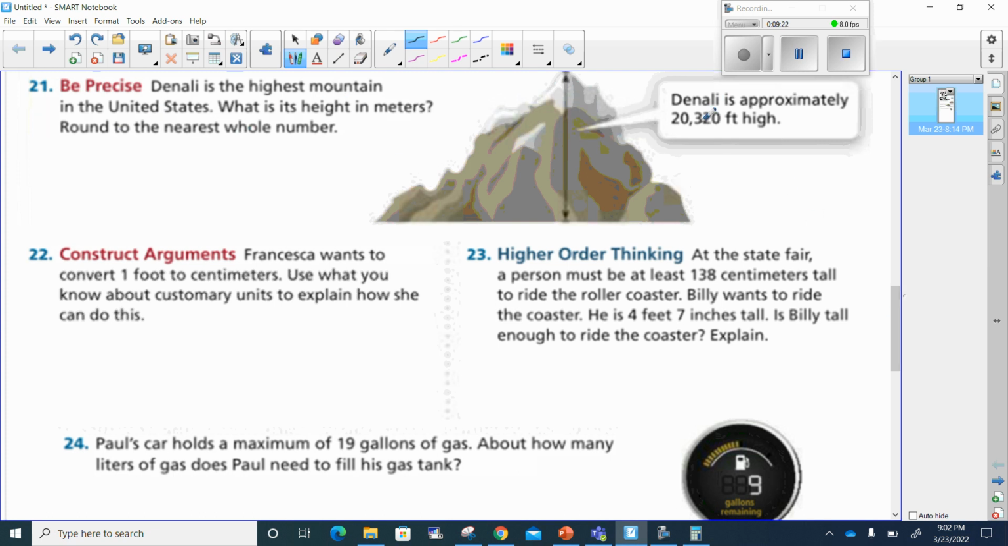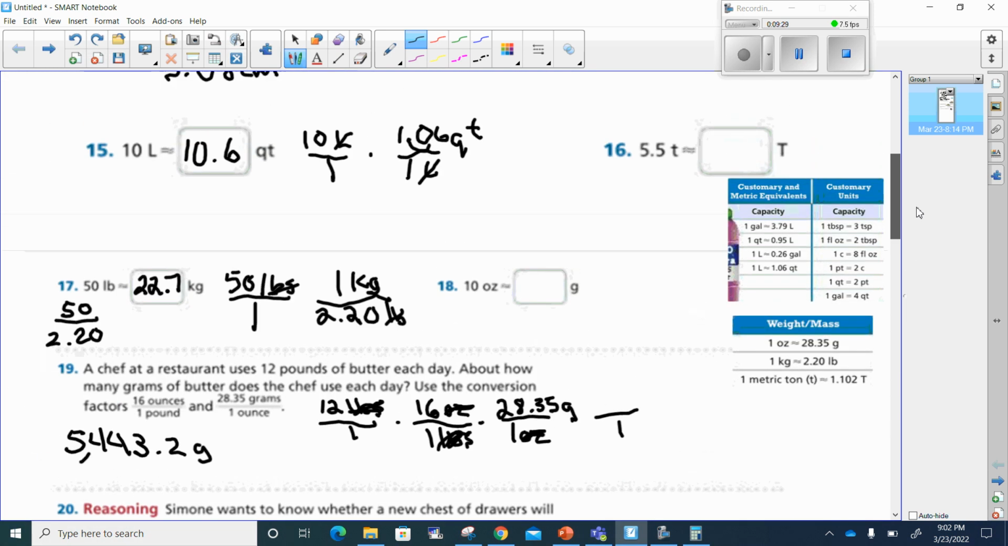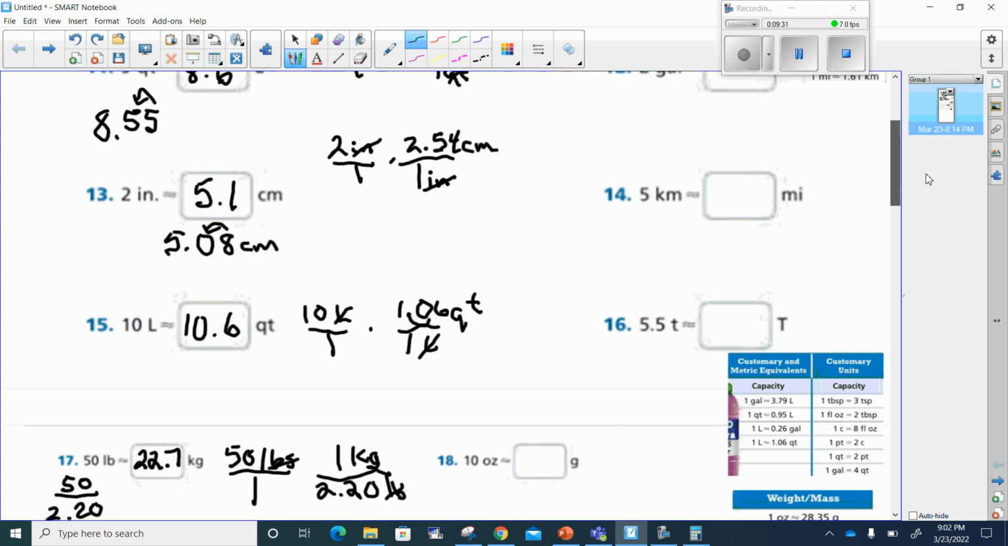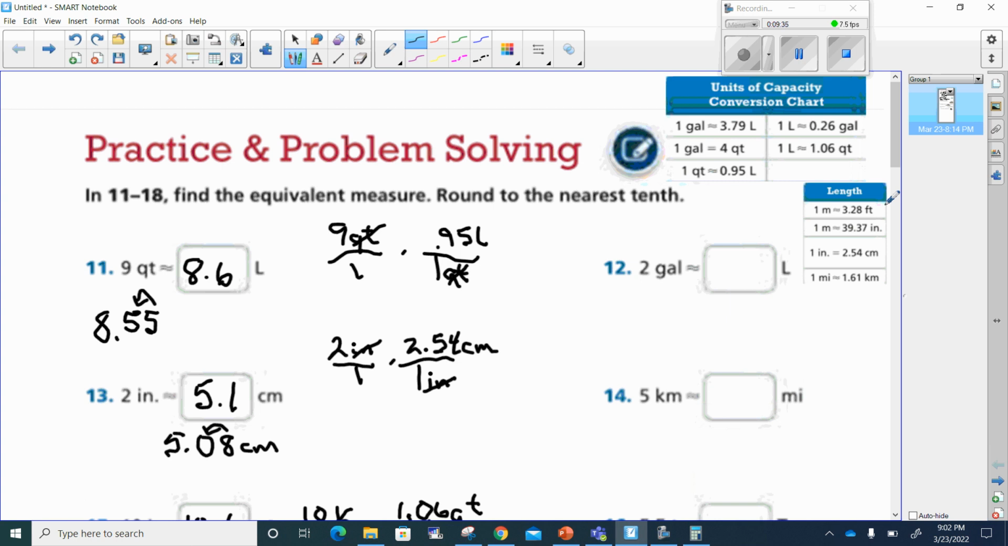Wow. All right, so I need something to convert feet to meters. Let's see if I got anything like that. Feet to meters. I think we're looking at this chart here because I see meters and I have feet here. Okay, feet to meters right here. So I'm going to take this table and move it down there so I can see it better.